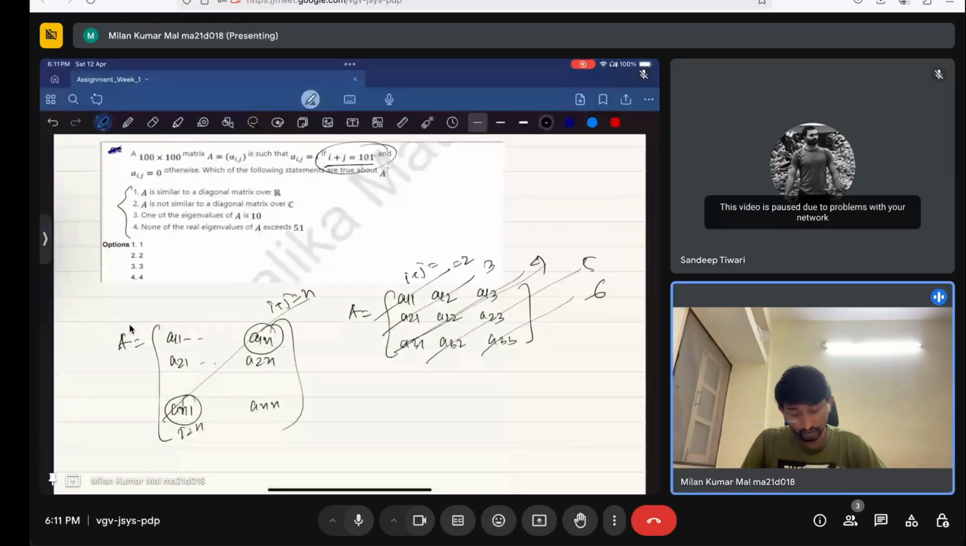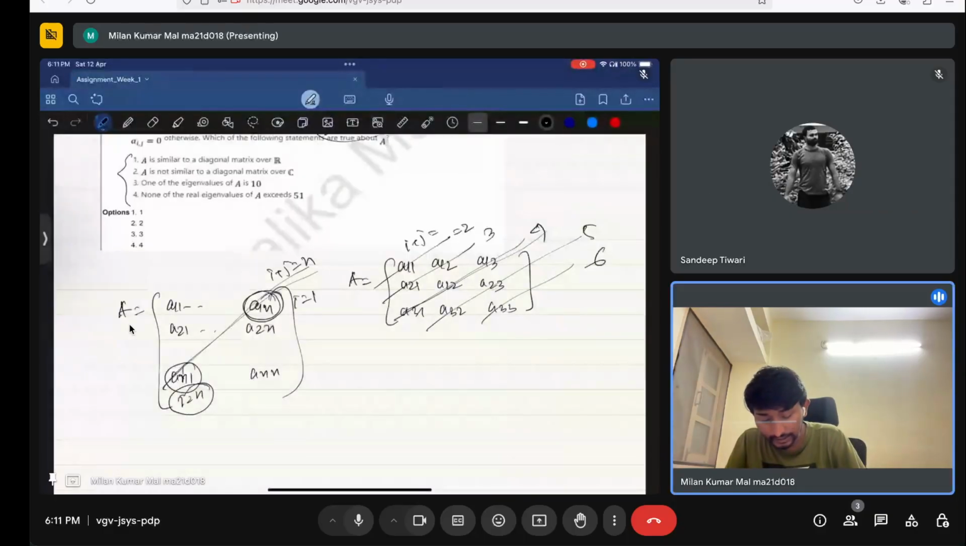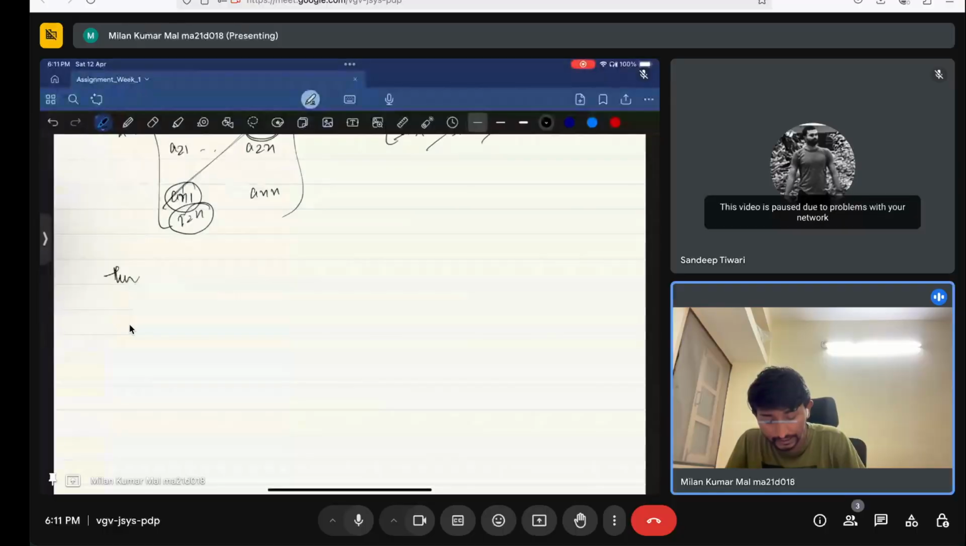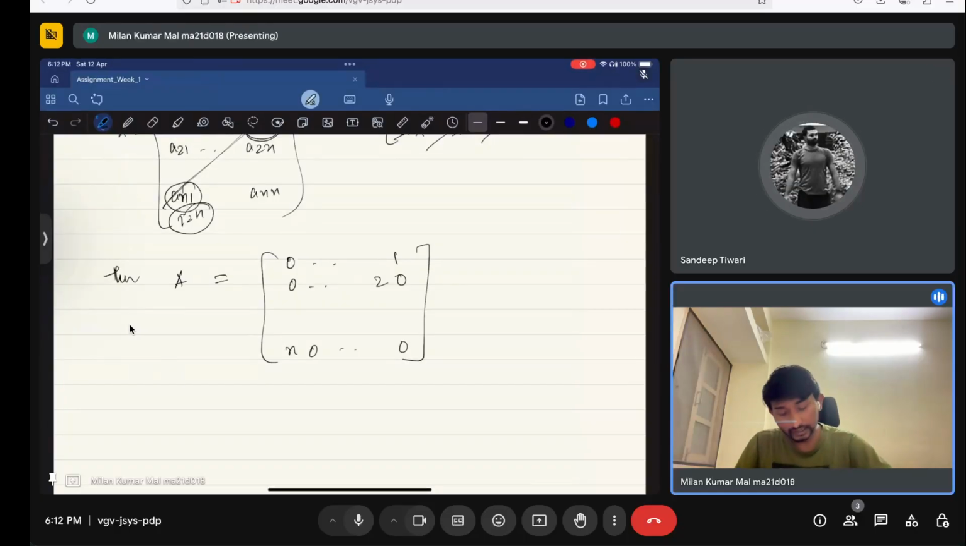In this diagonal, i plus j equals n plus 1, that I understand. In this entry i equals n, but in this entry i equals 1. So what will be the matrix? Matrix A is something like 0 0 1, 0 2 0, up to 100 in the anti-diagonal, with zeros elsewhere. This is the cross diagonal, where i plus j equals 101, so this is n plus 1.